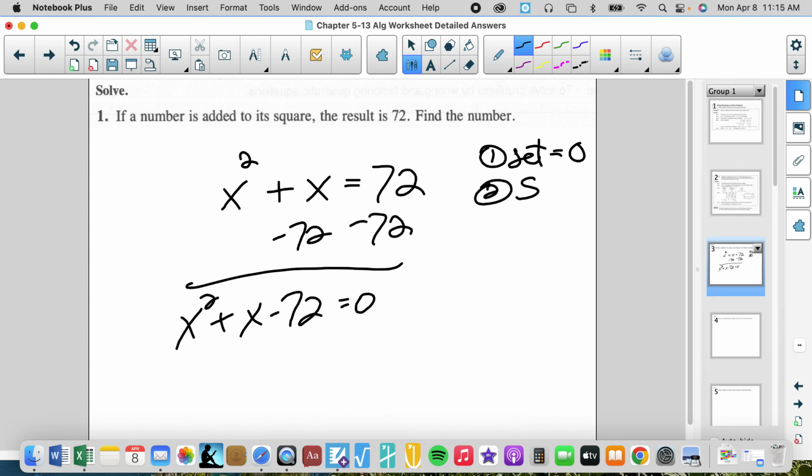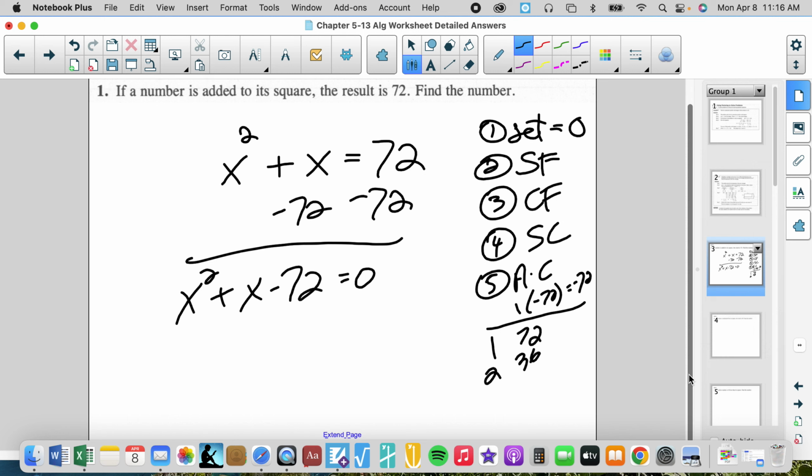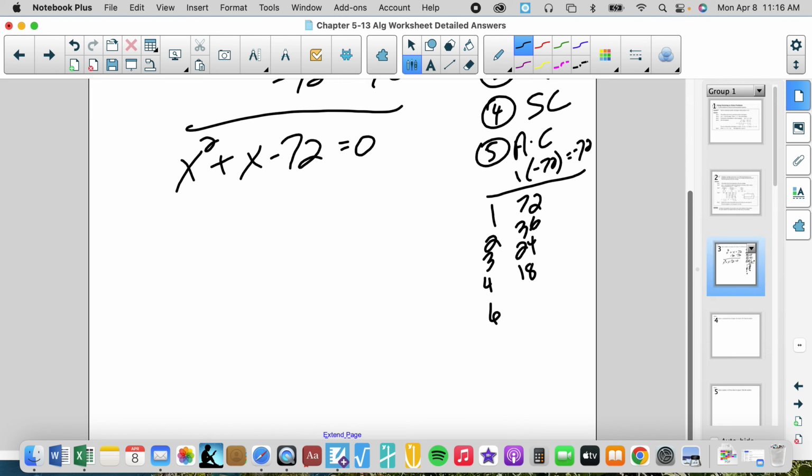Number 2, is it in standard form? Yes. Is there a common factor? No. Is it a special case? No. So we'll do a times c. A is 1, c is negative 72. Factors of 72 are 1 and 72, 2 and 36, 3 and 24, 4 and 18, 6 and 12, 8 and 9. Signs are different, bigger is positive.